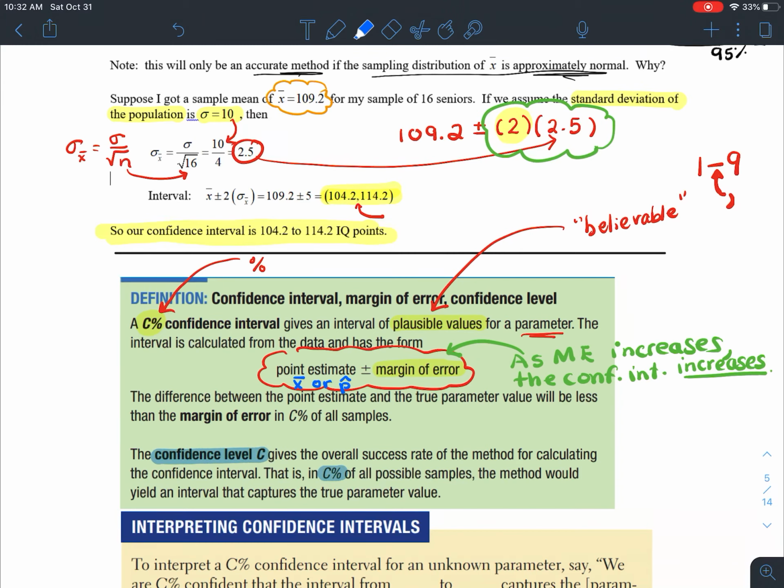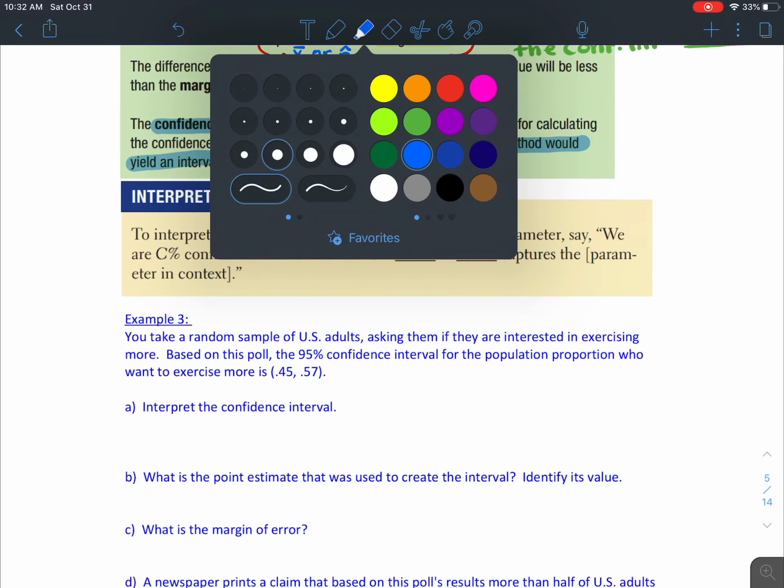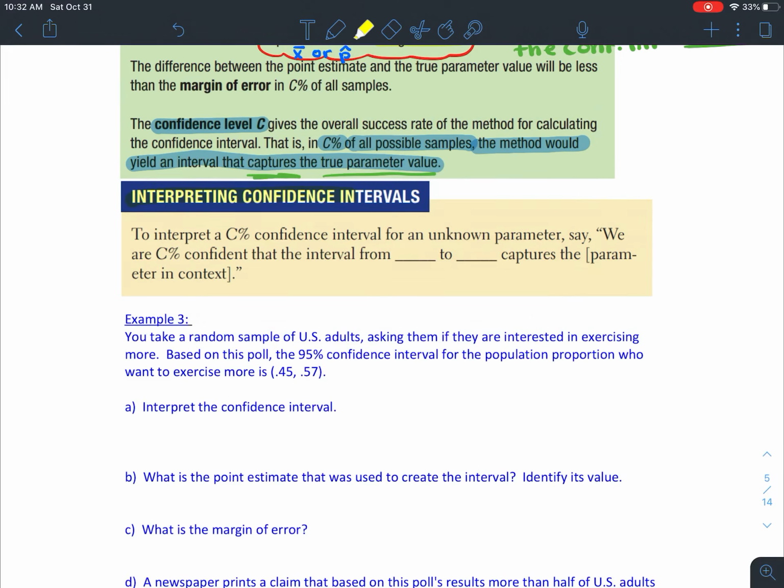Now, we're going to focus on this a little bit more later, but the confidence level is specifically talking about the percent. For example, if you were to construct, say, 100 different 95% confidence intervals, and they'll all be slightly different from each other, what the confidence level says is that we would think that 95% of all of the possible confidence intervals that we constructed should be capturing where that true population parameter is located.